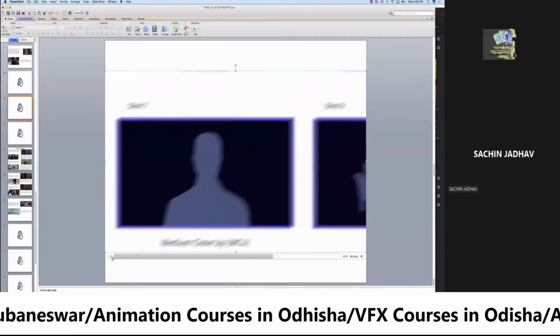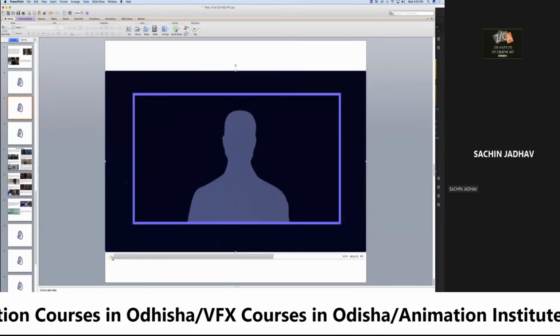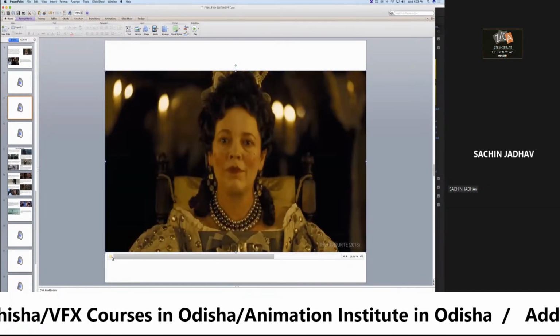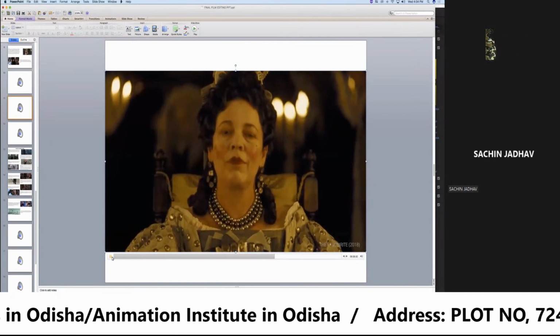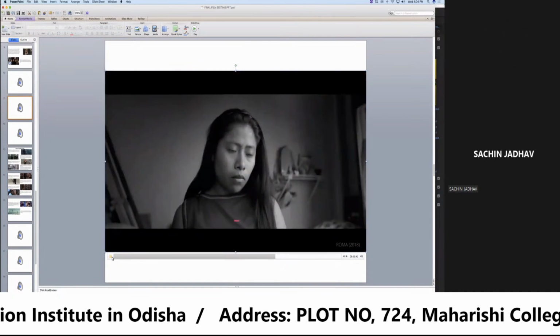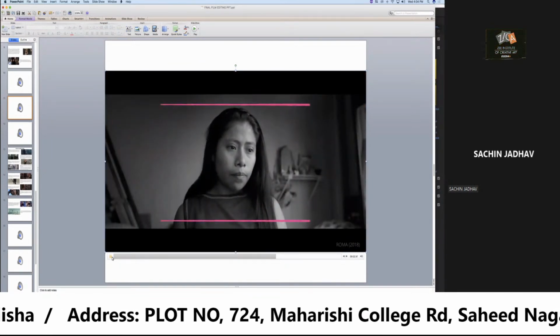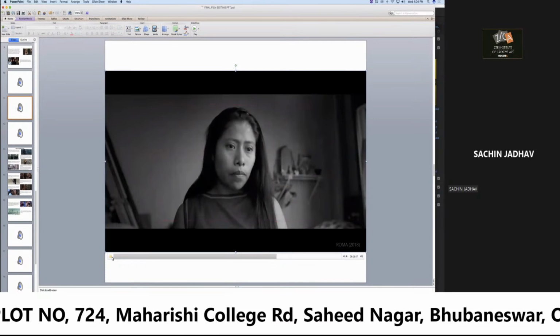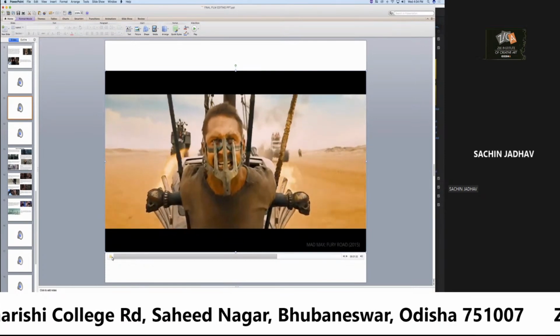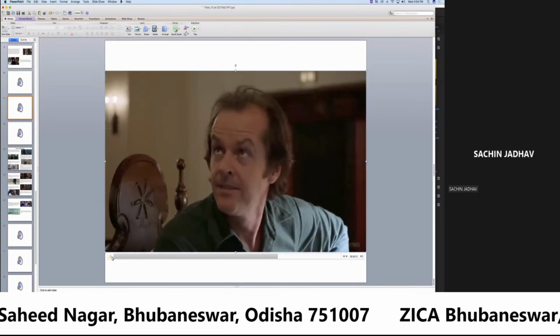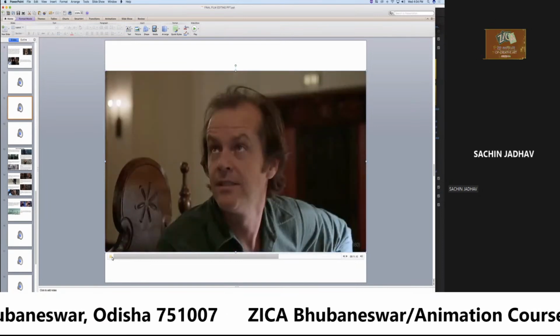Our next subject, medium close-up shot, MCU. When a shot frames a subject from mid-chest to just above their head, it is referred to as a medium close-up. Medium close-ups are about reducing distraction and prioritizing story and character details.